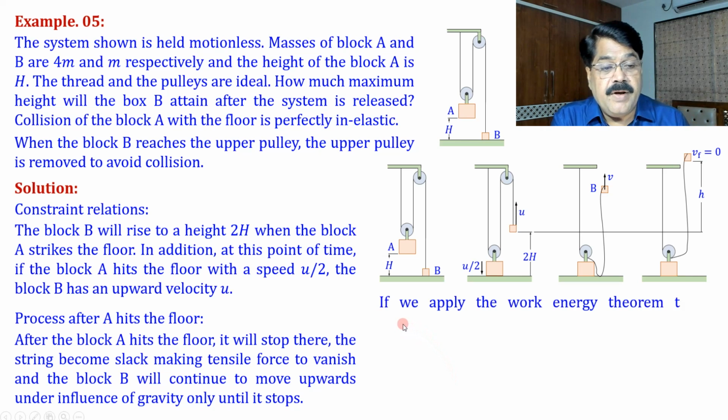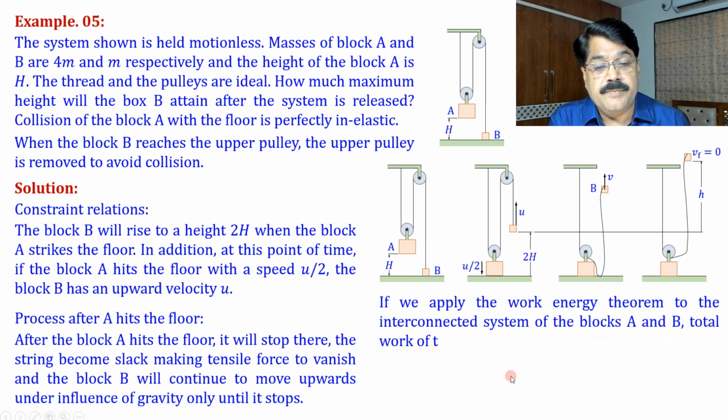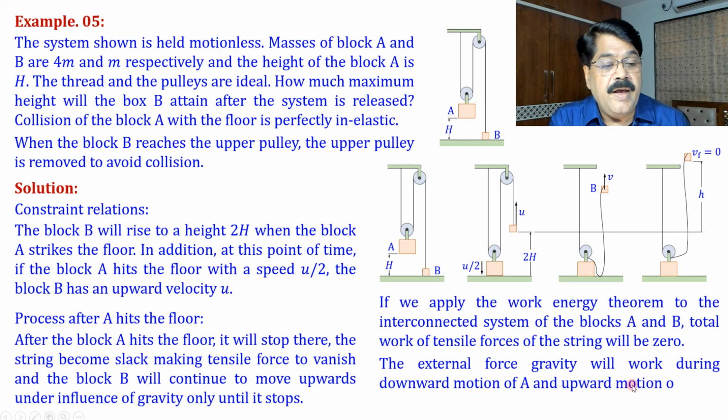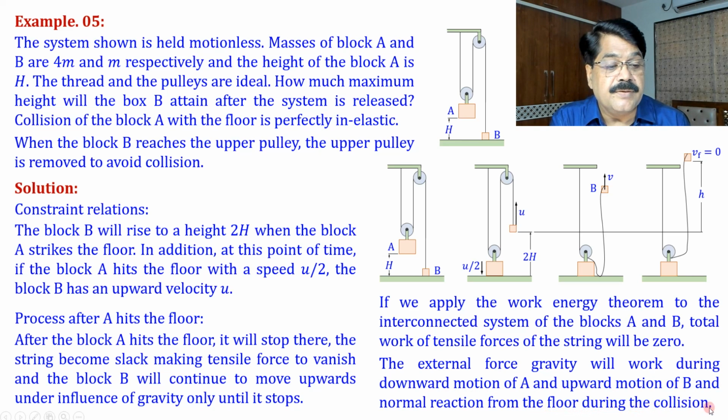Now if we apply the work energy theorem to the interconnected system of the blocks A and B, the total work of tensile forces of the string will be zero, because we have seen earlier the external force, gravity, will work during downward motion of block A and upward motion of block B, and the normal reaction from the floor during the collision. That is a very important idea. Again, during collision, the normal reaction will acquire an infinite value. Of course, that is unknown.